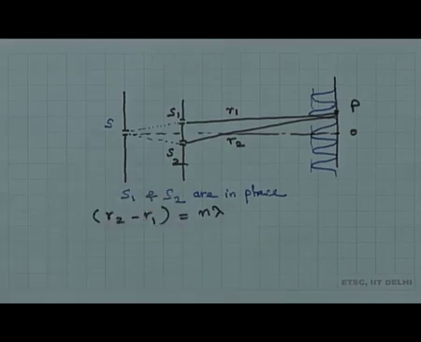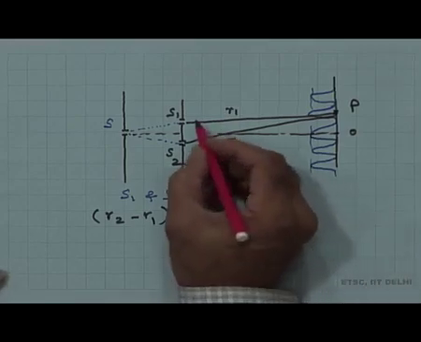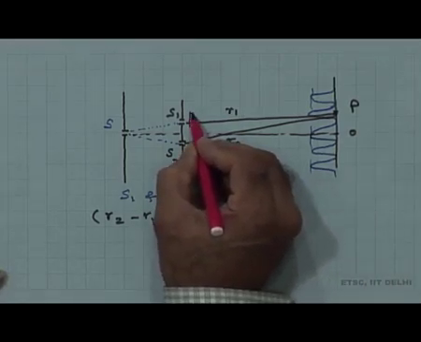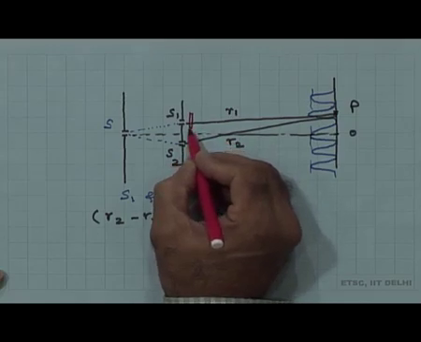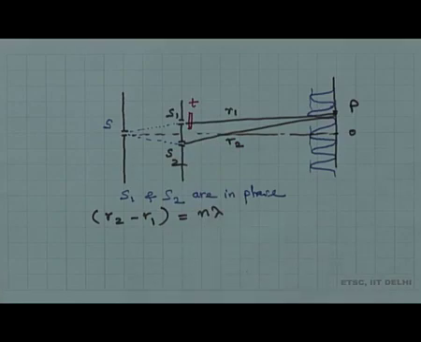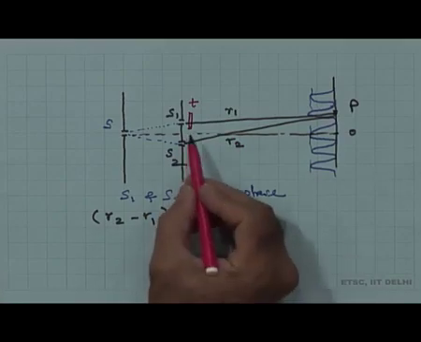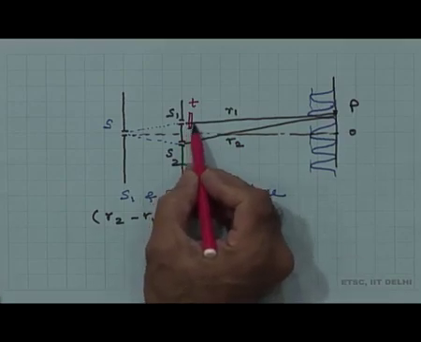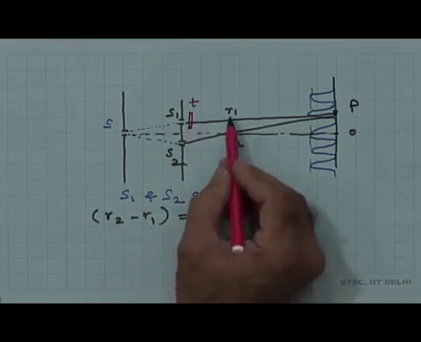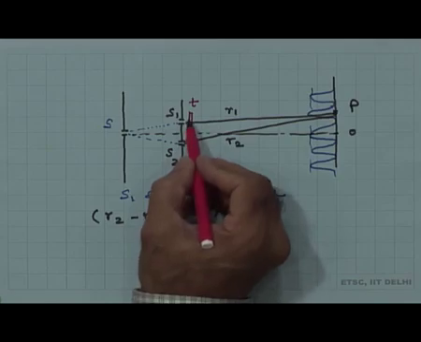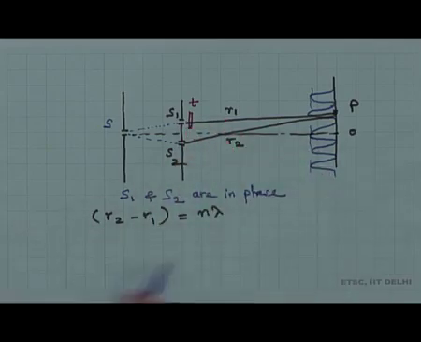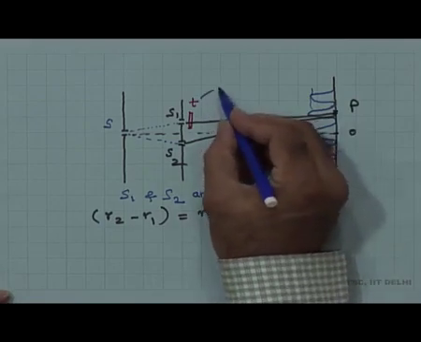But now, if I introduce a thin sheet of, say, plastic or glass, of thickness T, then what would happen? Obviously, we expect that there is a difference in phase. The phase difference R2 minus R1 is now different because we have introduced a thin sheet of a material whose refractive index is n.